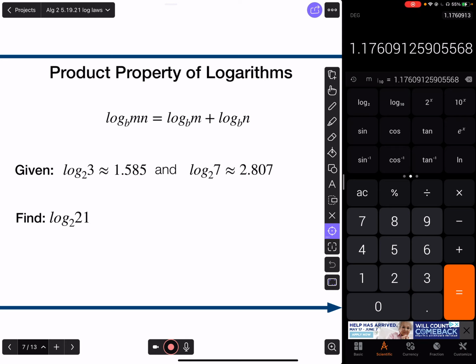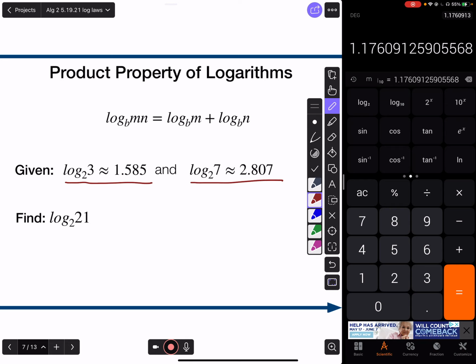Let's look at how you are checked to see if you understand it. Assuming we don't have a calculator, which is the game we play, it used to be that you'd have to look up logarithms in a table. So we've looked up some logarithms here. Log base 2 of 3 is about 1.585, and log base 2 of 7 is 2.807. The challenge we are given, based on that information, is: can you figure out what log base 2 of 21 is?